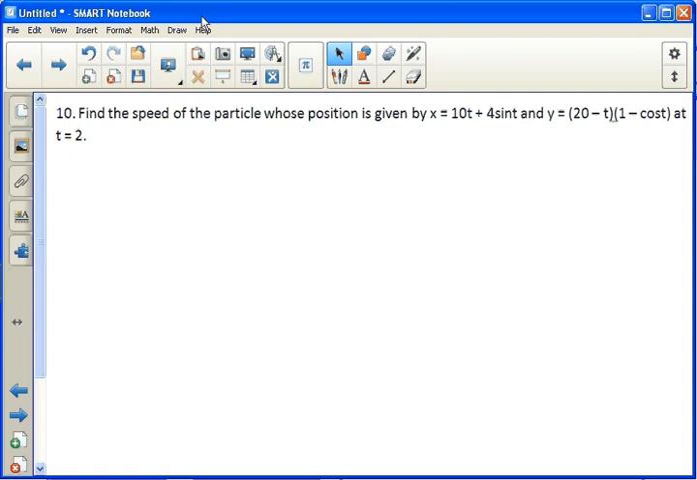This is part 2 for the parametric and polar review. Question number 10. Find the speed of the particle whose position is given by x equals 10t plus 4 sine t and y equals 20 minus t, 1 minus cosine t at time 2.